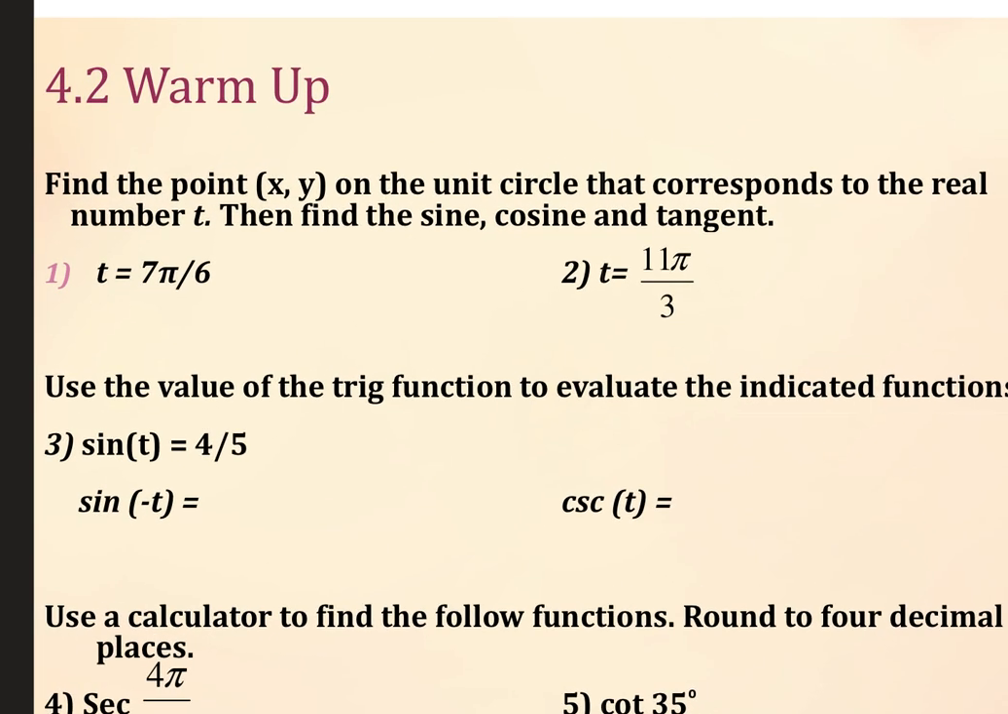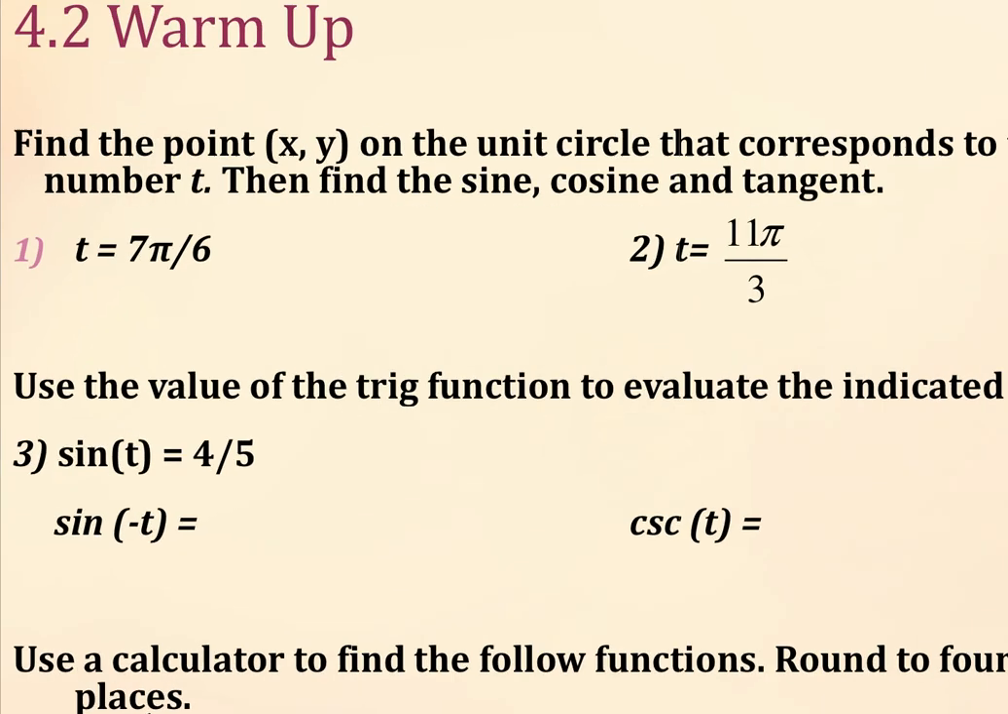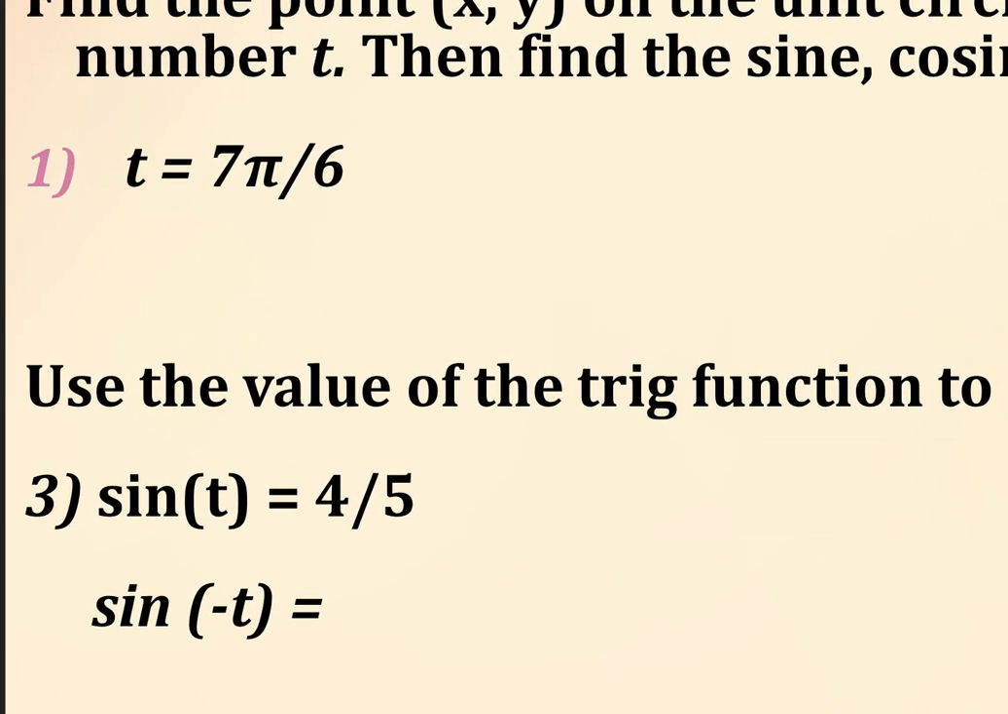All right, so numbers 1 and 2 say find the point x, y on the unit circle that corresponds to the real number t, then find the sine, cosine, and tangent. So 1 is 7 pi over 6. It should be on the top of your mind that your over 6's are root 3 over 2 and 1/2. And then 7 pi over 6 is in the third quadrant, which means it's a negative x and a negative y. In that quadrant, tangent is positive and the other ones are negative.